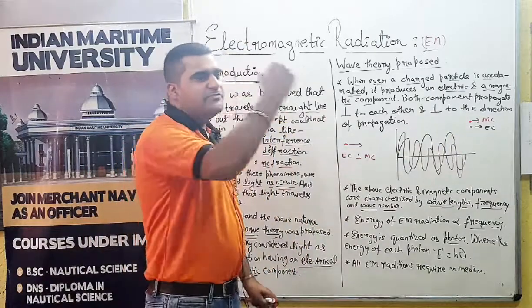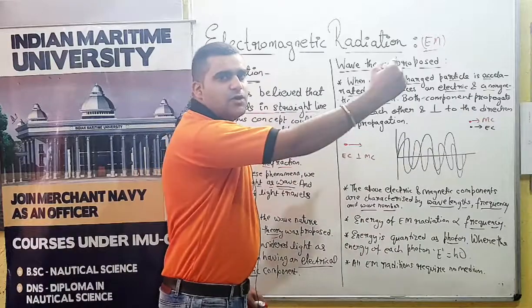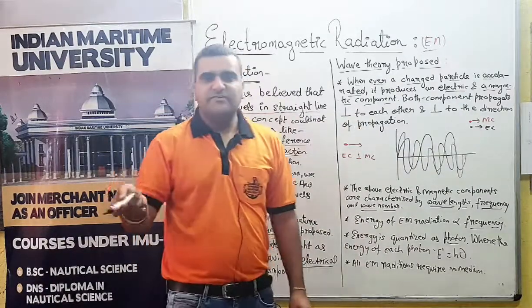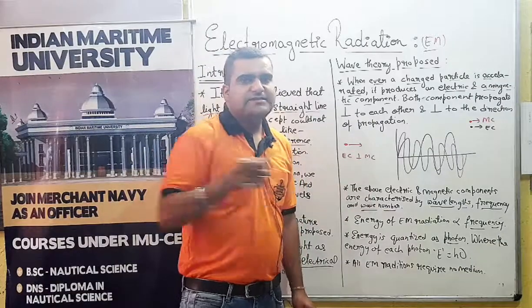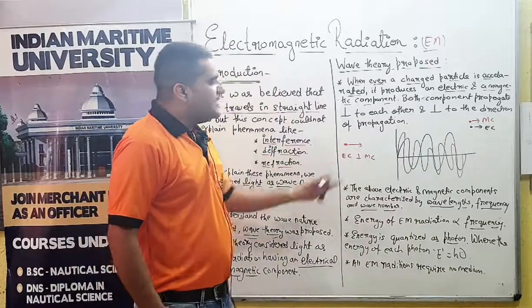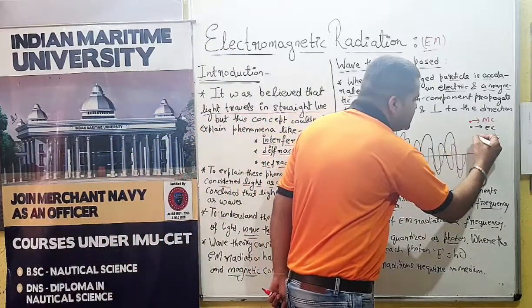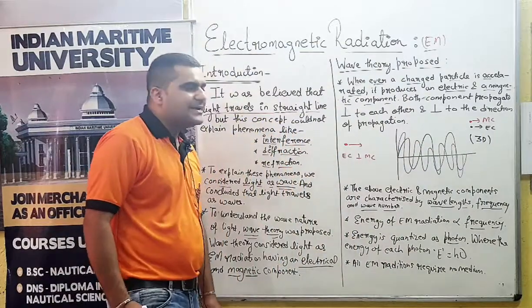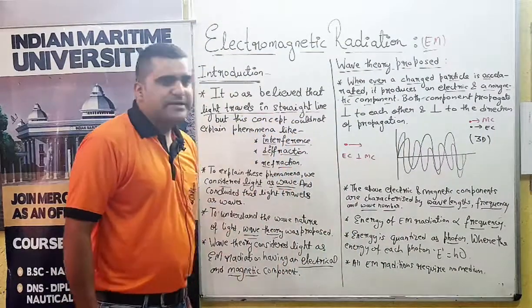Here one wave propagates in this way and the other wave propagates horizontally. So one wave is like this and the second is like this, in 3 dimensions. So EM radiation is a 3-dimensional wave, where one wave is the electrical component and the second wave is the magnetic component.